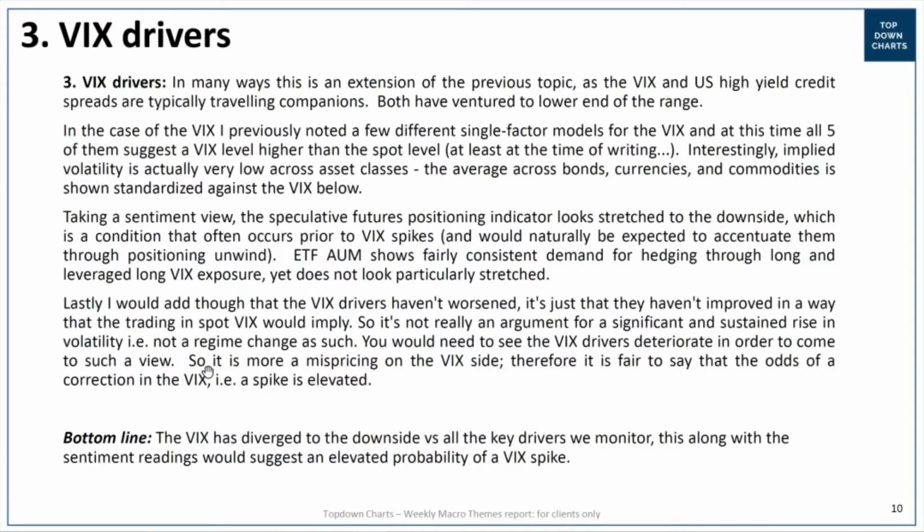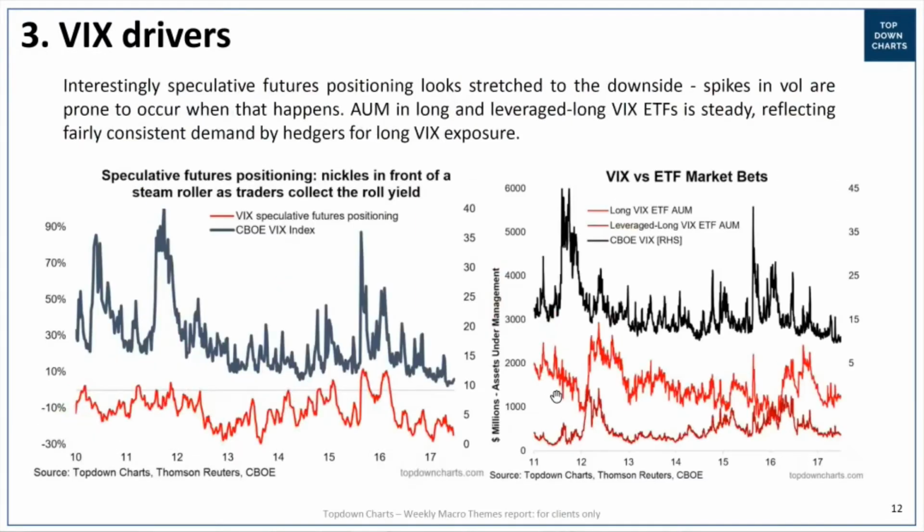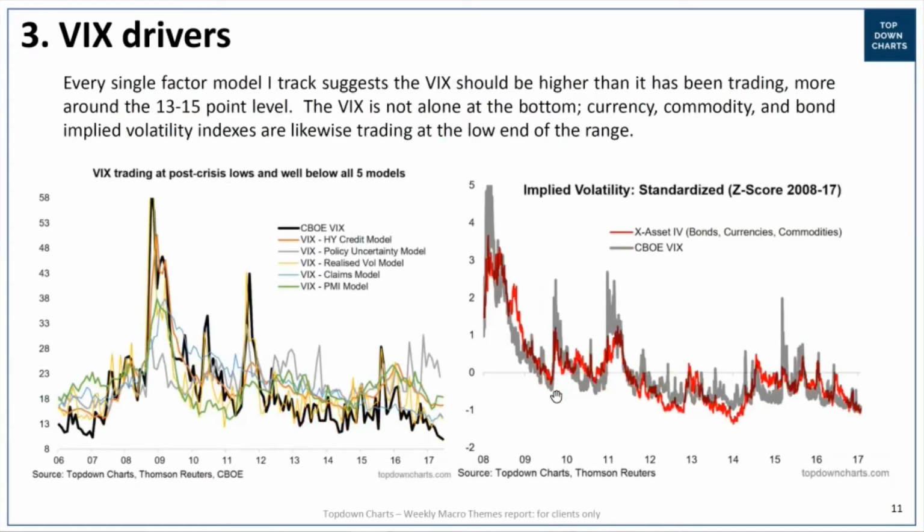The bottom line for this one is the VIX has diverged to the downside versus all the key drivers that we monitor. This, along with the sentiment readings, would suggest an elevated probability of a VIX spike. Now, in terms of what that means, that's just a conclusion based on these charts, and it's worth going through these charts in a bit of detail and talking through exactly what we're looking at here.